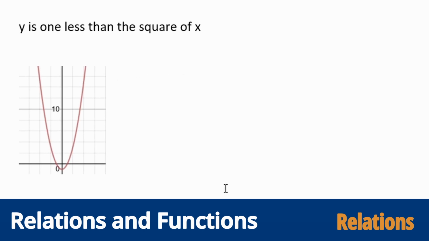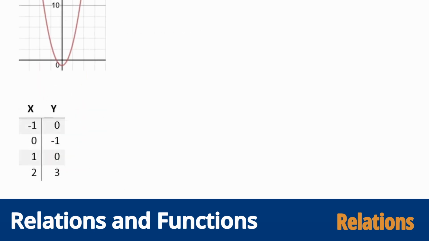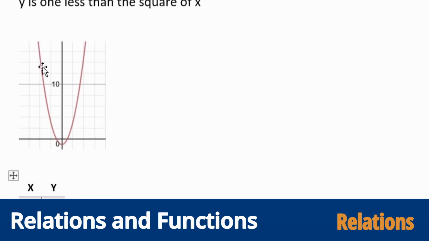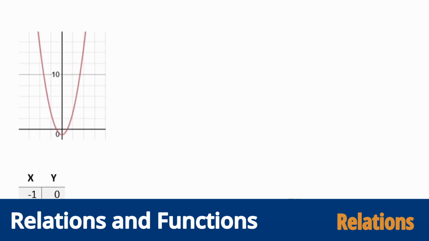Here are some ways that you can represent your relations. You can do it with an equation like y equals x squared minus 1. You can write the same thing with words, so y is 1 less than the square of x. You can use a graph, so this is what y equals x squared minus 1 looks like on the graph. You can use a table like this one right here, or you can just use ordered pairs like this. These are all representing the same relation, they're just represented in different ways.